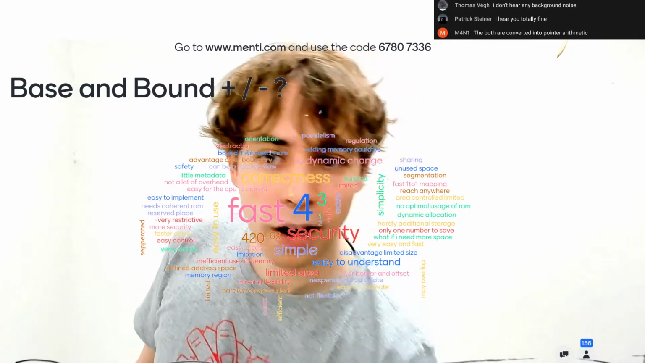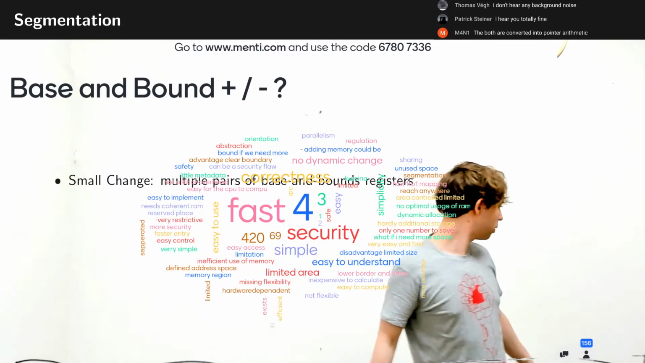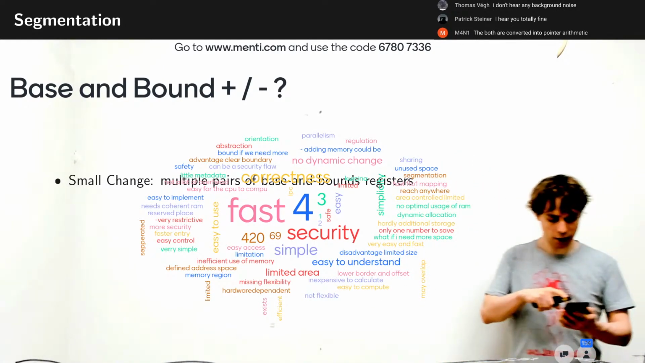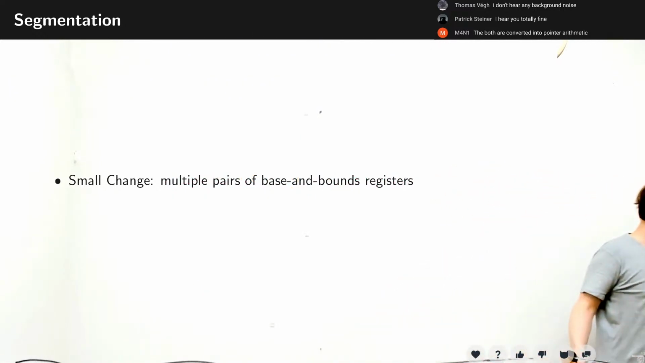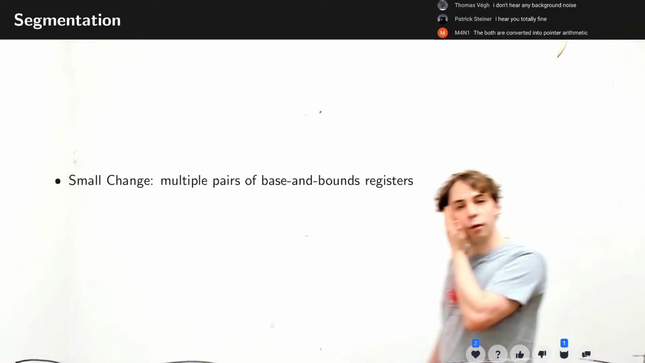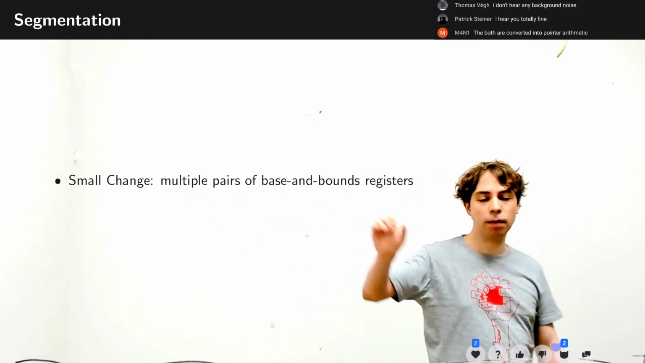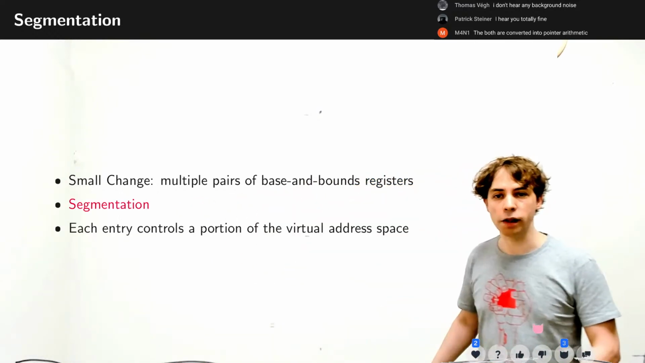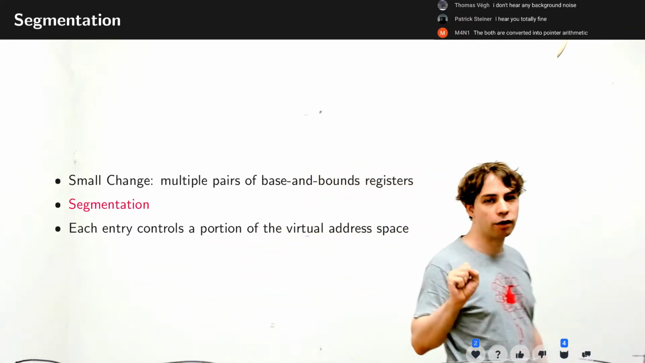So we do a small change now to this base and bound, and this is what we then call segmentation. Let me move one slide ahead so that you can actually see the slides better. A small change: you now have multiple pairs of base and bound registers. And this is what we call segmentation. Each entry controls a portion of the virtual address space.